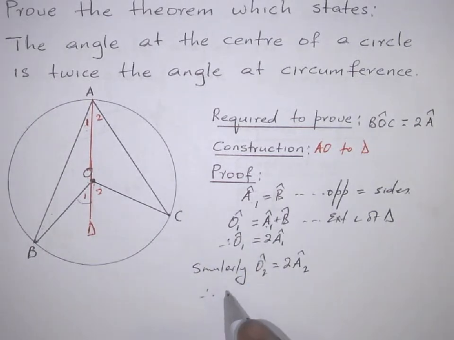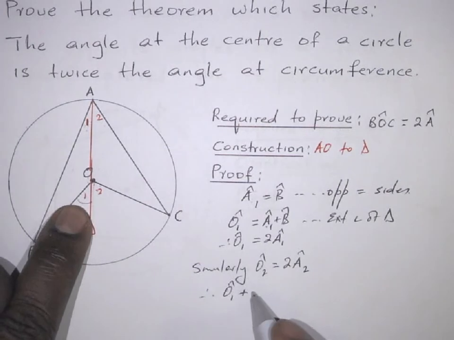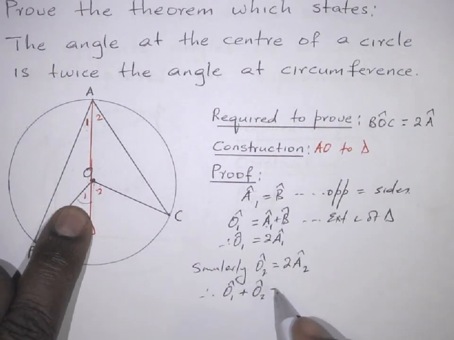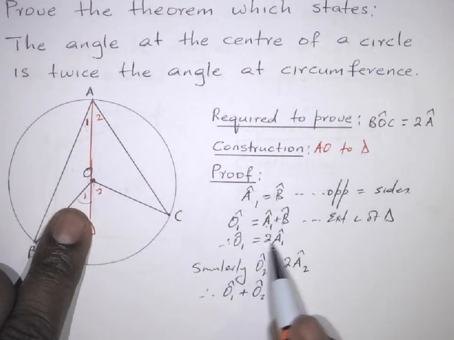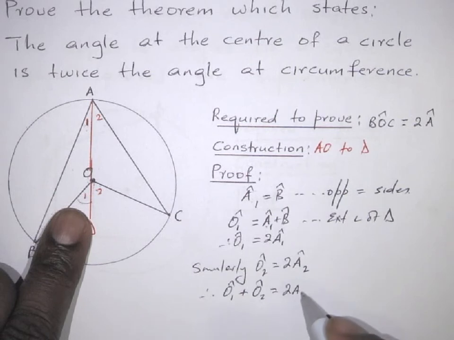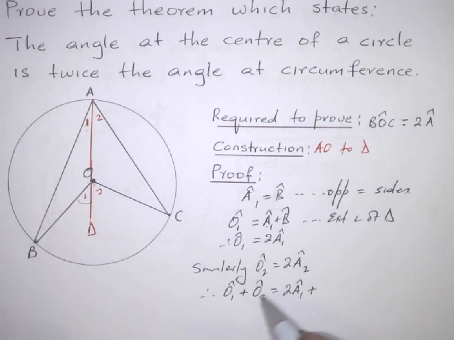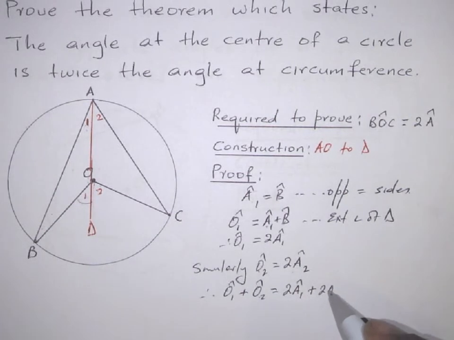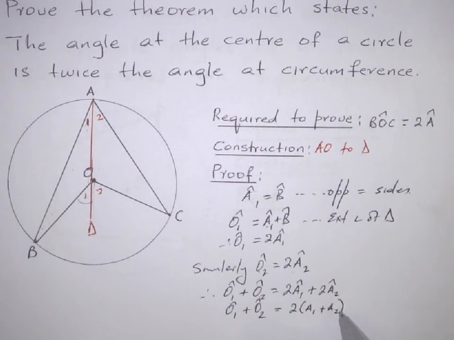What does that mean? It means that angle O1, which is this one, plus angle O2, which is this one. O1 is 2A1, so plus O2, which is 2A2, is 2 angle A2. Now if I factorize this, I get O1 plus O2 is equal to 2 times (A1 plus A2). But what is O1 plus O2?